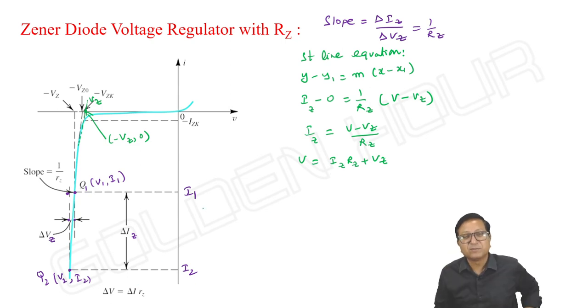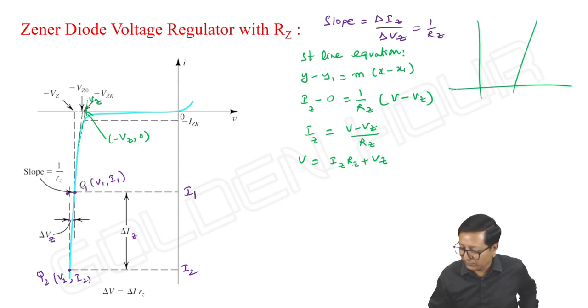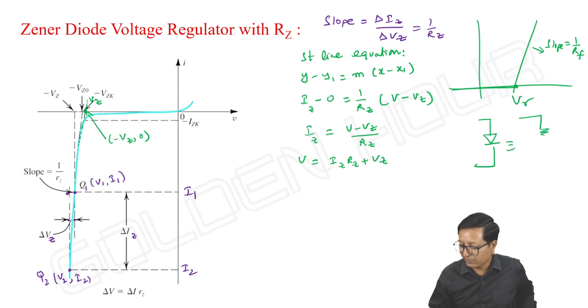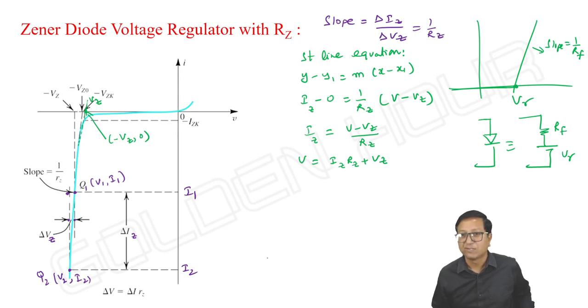Actually, this kind of analysis we did in diode models as well. If the diode characteristics are taken like this, then it is V gamma and the slope is equal to 1 by Rf. Remember? There also we wrote the equivalent circuit. If I take the diode, there is a resistor Rf in series with V gamma, where Rf is the reciprocal of our slope, 1 by Rf. Remember this point. This equation and that equation are just similar.